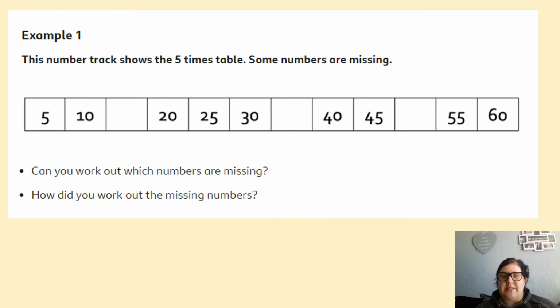Okay, so this is a number track that shows the 5 times table. Some numbers are missing, so we've got 5, 10, 20, 25, 30, 40, 45, 55, 60. Can you work out which numbers are missing? How did you work out the missing numbers?